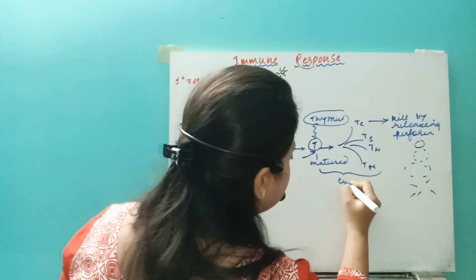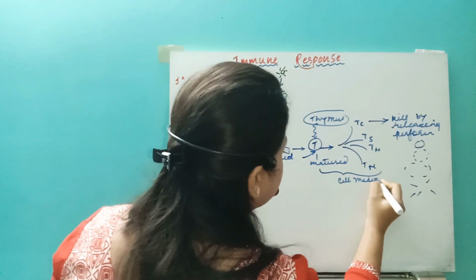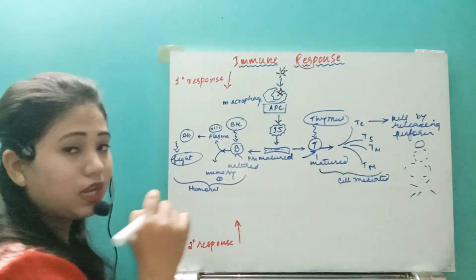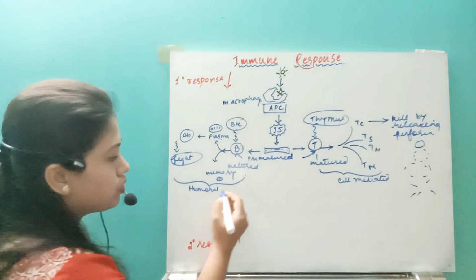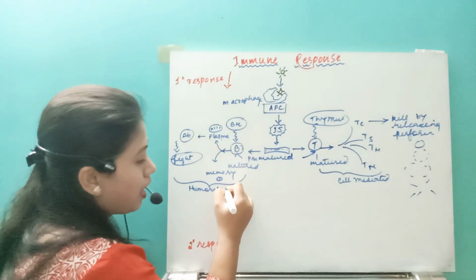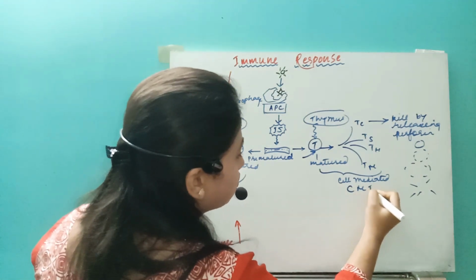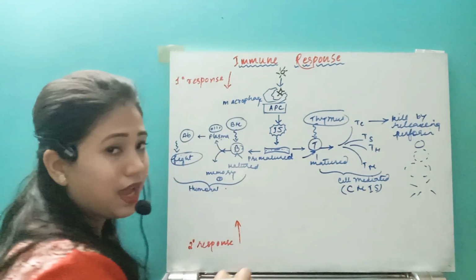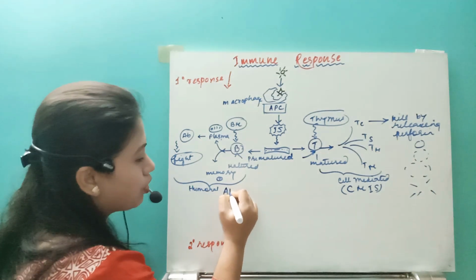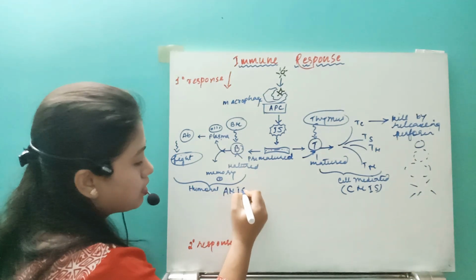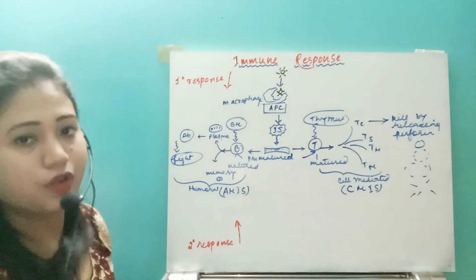This is the cell mediated immunity. What is the abbreviation that we are going to use? C, cell mediated immune system, CMIS, and this will be antibody mediated immune system, AMIS, right?